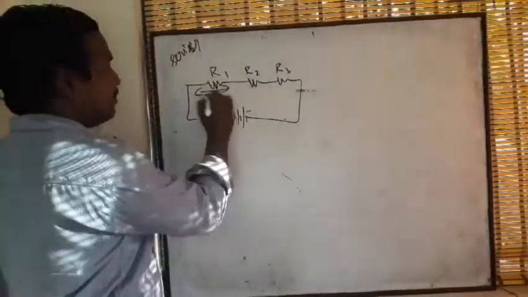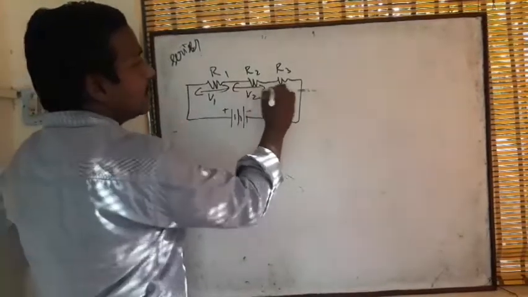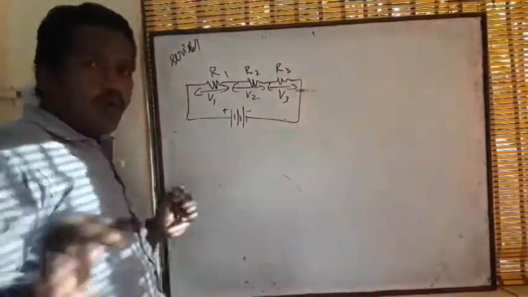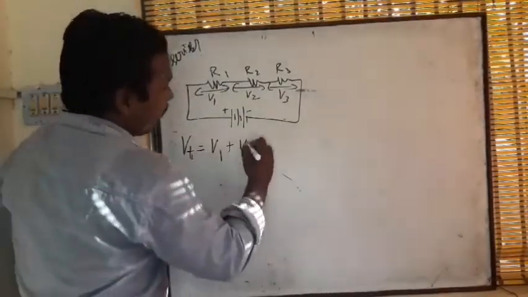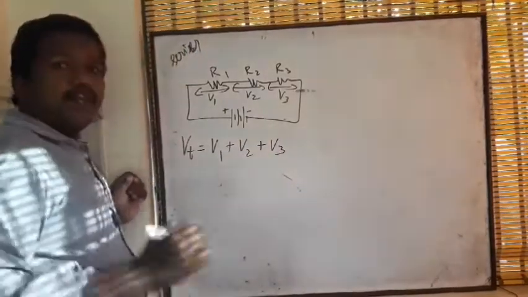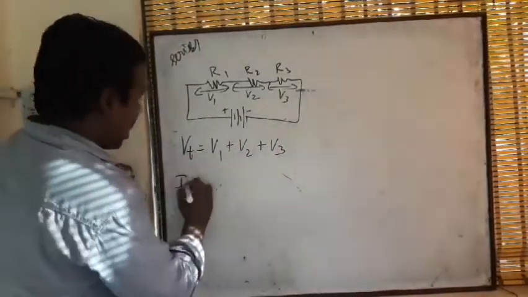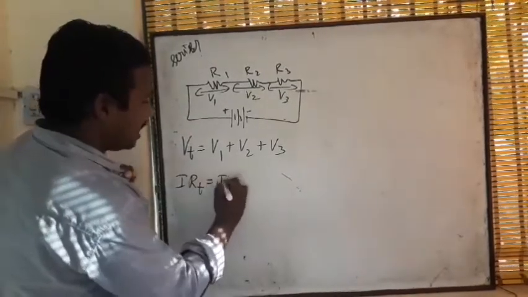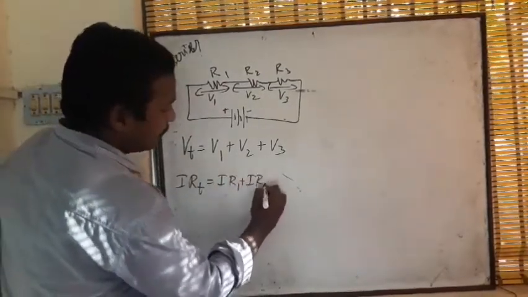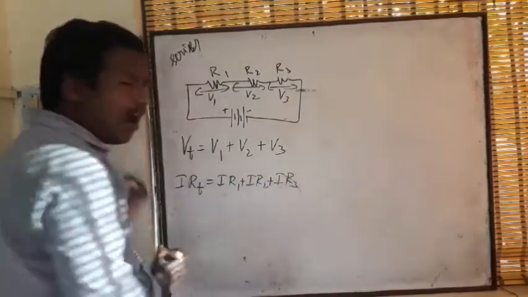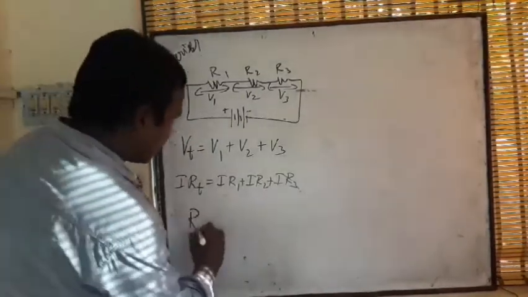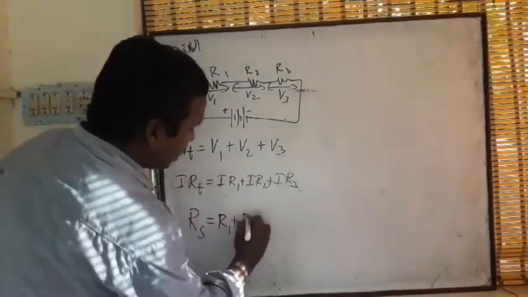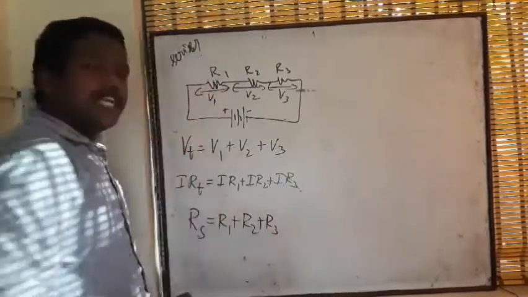Here it is the V1 voltage, here V2, here V3. As we know, voltage is not constant here. So total voltage V is equal to V1 plus V2 plus V3. V is equal to IR, so I R total, because I is constant, equals IR1 plus IR2 plus IR3. All the current gets cancelled, because in series the current is constant. So R in series is R1 plus R2 plus R3.